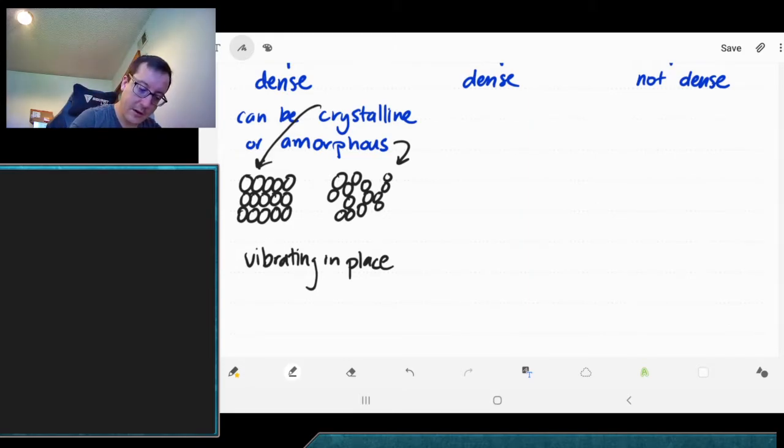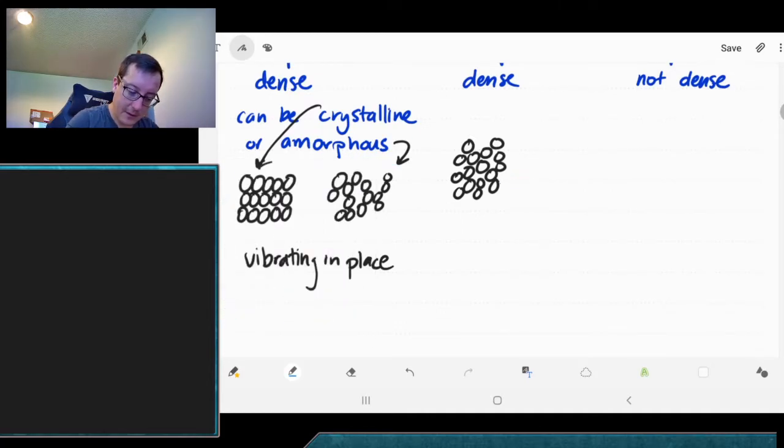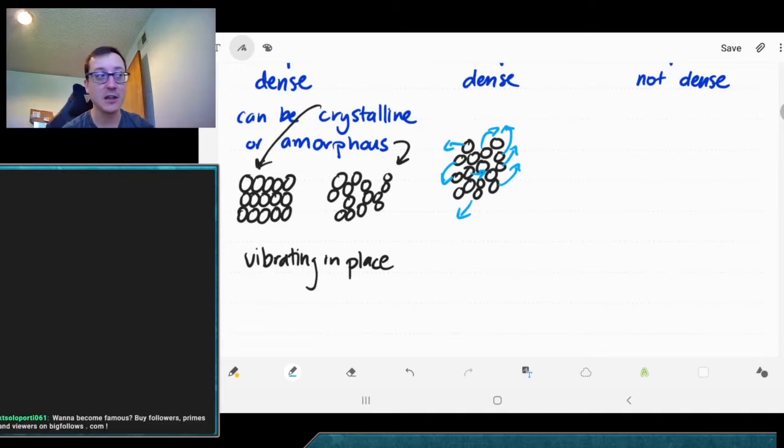Liquids, though, do, in fact, move around each other. And we're going to see that the atoms or molecules in a liquid are constantly in motion. They're always moving. So they're able to move translationally.